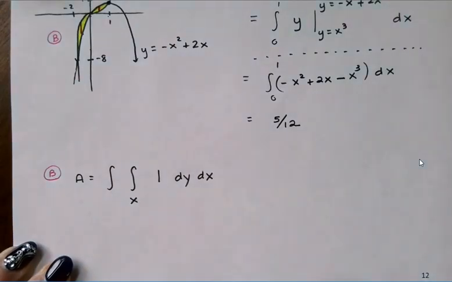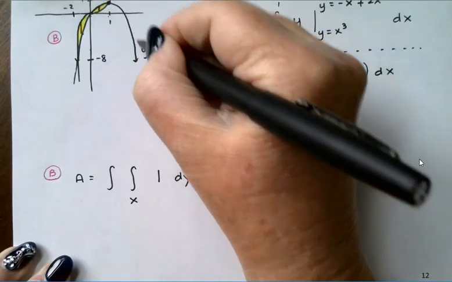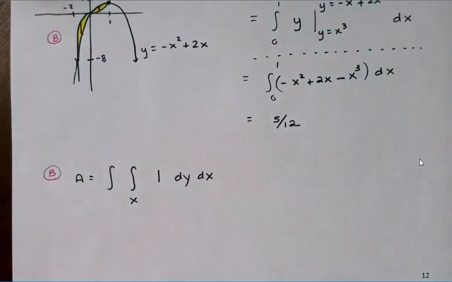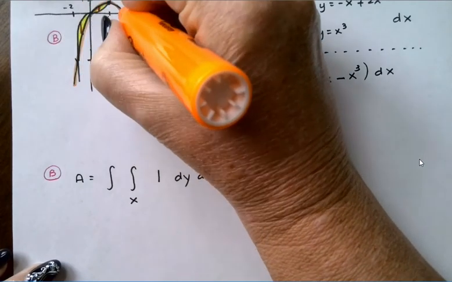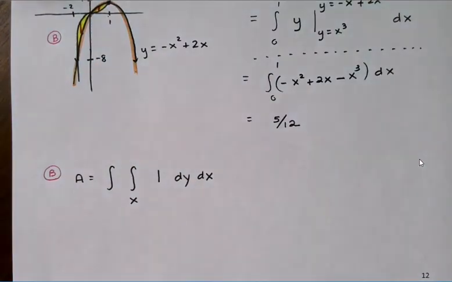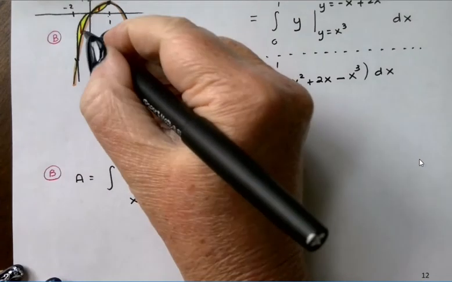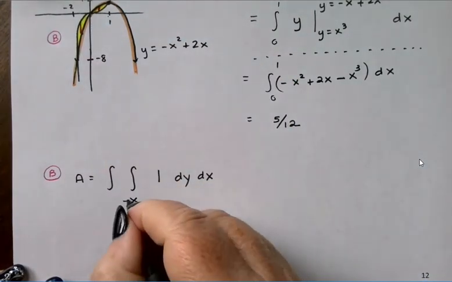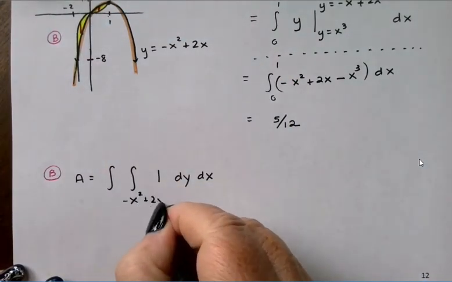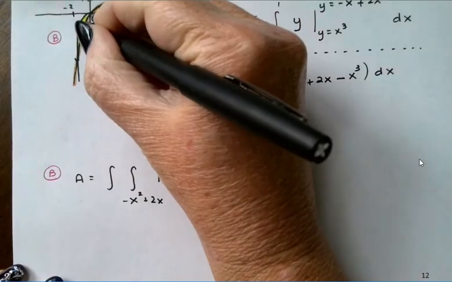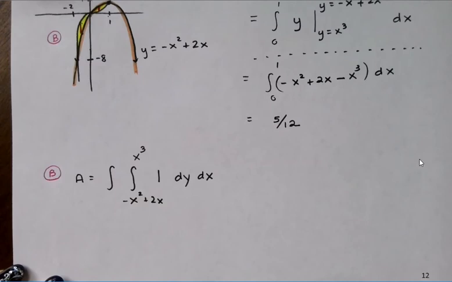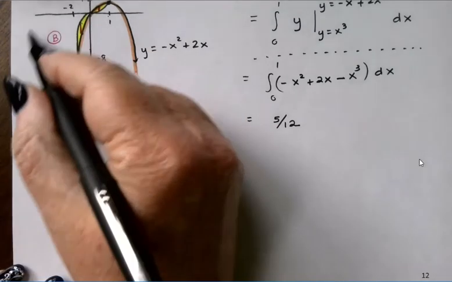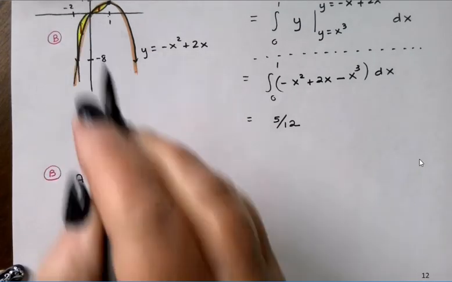Excuse me, I said that wrong. The bottom function is actually the parabola. I probably should have color-coded those a little bit. This is my parabola right here. So the bottom function is actually on the parabola, and that would be the minus x squared plus 2x. And the top of my rectangle is on the x cubed curve. The x values in quadrant 3 go from -2 to 0.